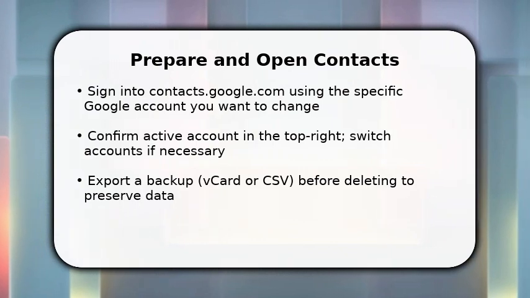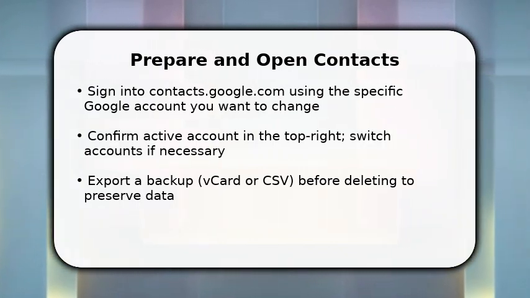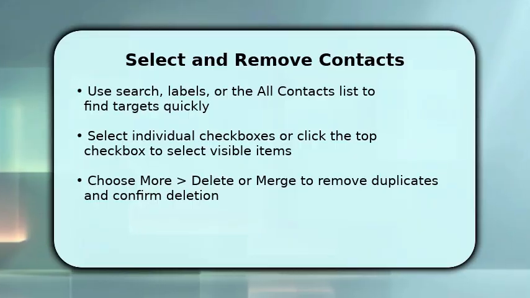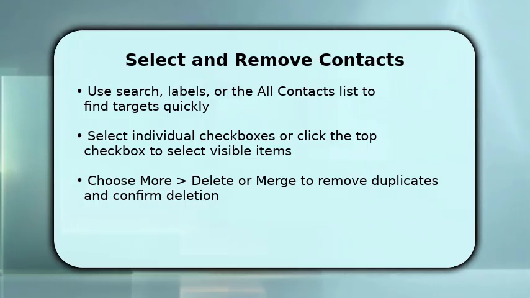Now focus on selecting the contacts to remove. Use search terms, labels, or the All Contacts view to narrow results. Click each checkbox for individual removals or the top checkbox to select all visible items. Then, if more matches exist, use the banner option to select every contact that matches that filter.